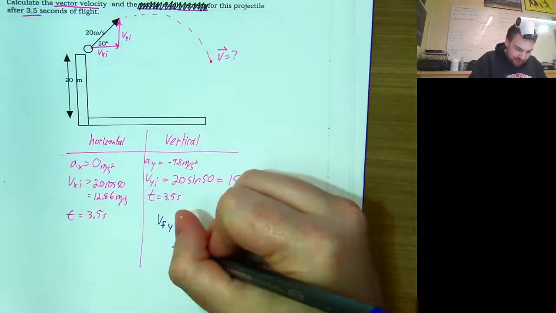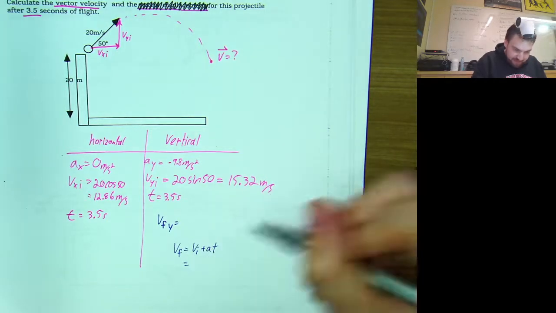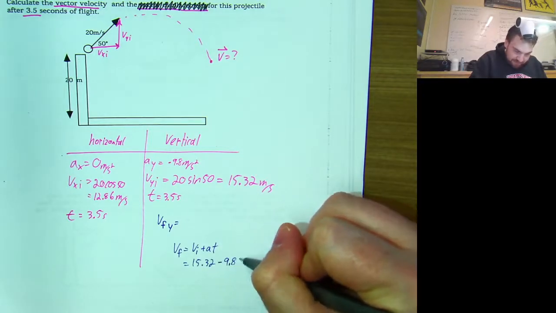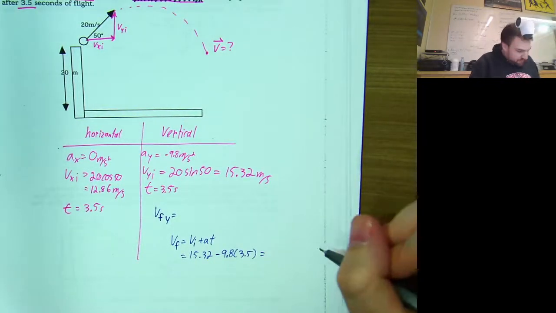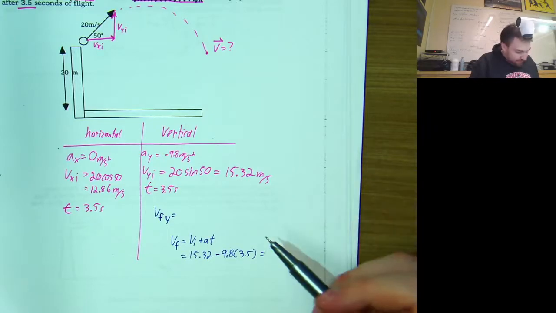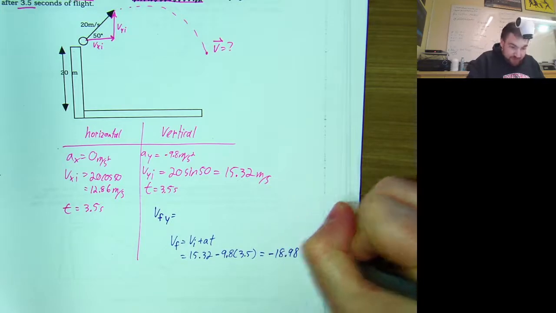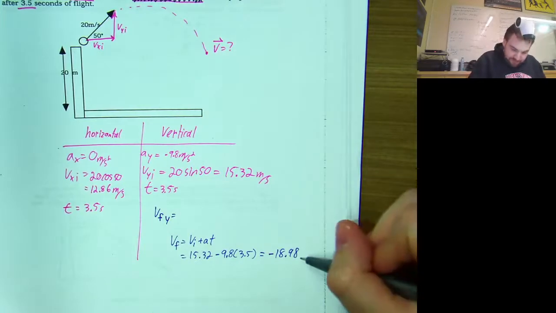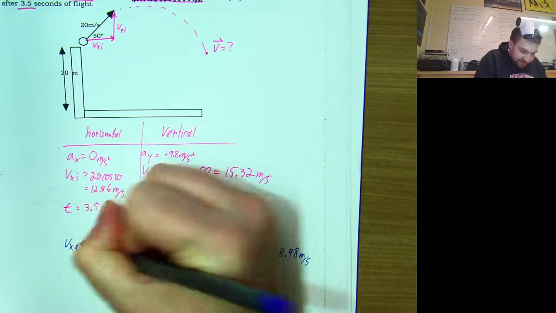So we're going to use VF equals VI plus AT. So VI is 15.32 minus 9.8 times 3.5. We're going to get a Vy final of 15.32 minus 9.8 times 3.5. That is negative 18.98 meters per second. So we actually know that this object's on the way down already. And we know that Vx final is the same as Vx initial because that doesn't change.